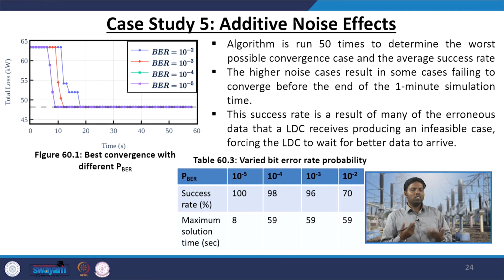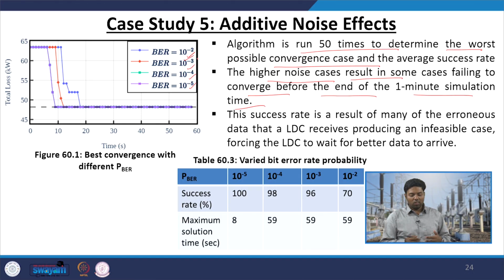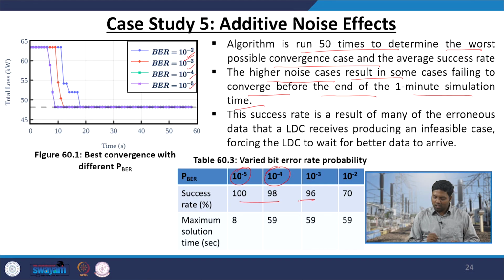Then we add noise in terms of bit error rate, with values of 10 to the power minus 2, minus 3, minus 4 and minus 5. That is also a 50-run test, and the worst-case convergence and average success rate are noted. The higher noise cases result in some cases failing to converge before the end of the 1 minute simulation time. When you go for a very high noise value, like 10 to the minus 2 or 10 to the minus 3, we will not even get success all the time. But for lower values the success rate is close to 100%.